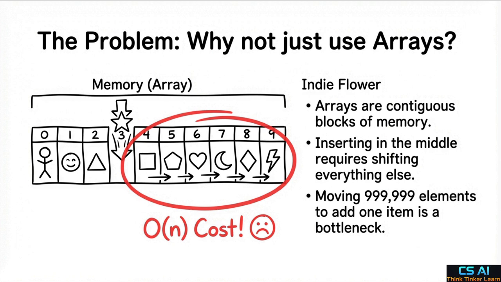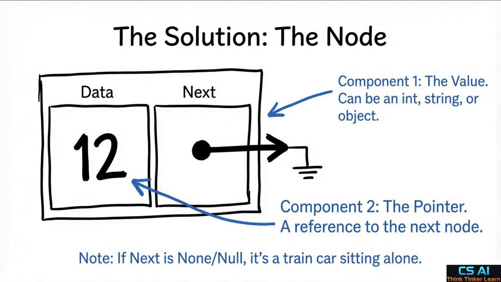Imagine doing that for a very large array, say moving 999,999 elements just to add one item. That's a huge bottleneck, an operation with O(n) cost, where n is the number of elements to shift. The solution to this problem is the node. The node is the fundamental building block of a linked list.